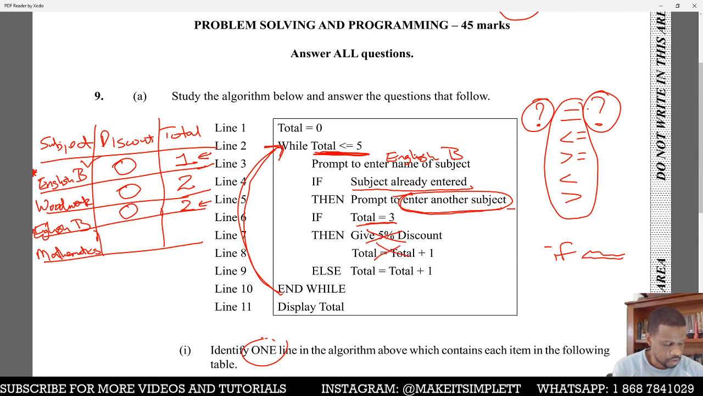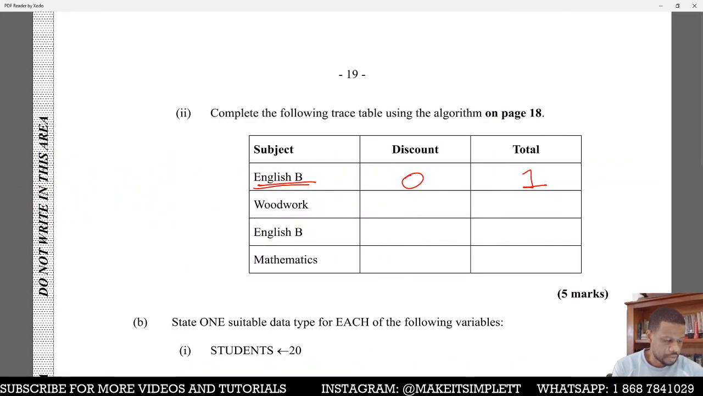And it's total equals total plus one. We're just going to do this. The total is going to become 3, and discount will stay at 0. And that's all that's going to happen there for that trace table.